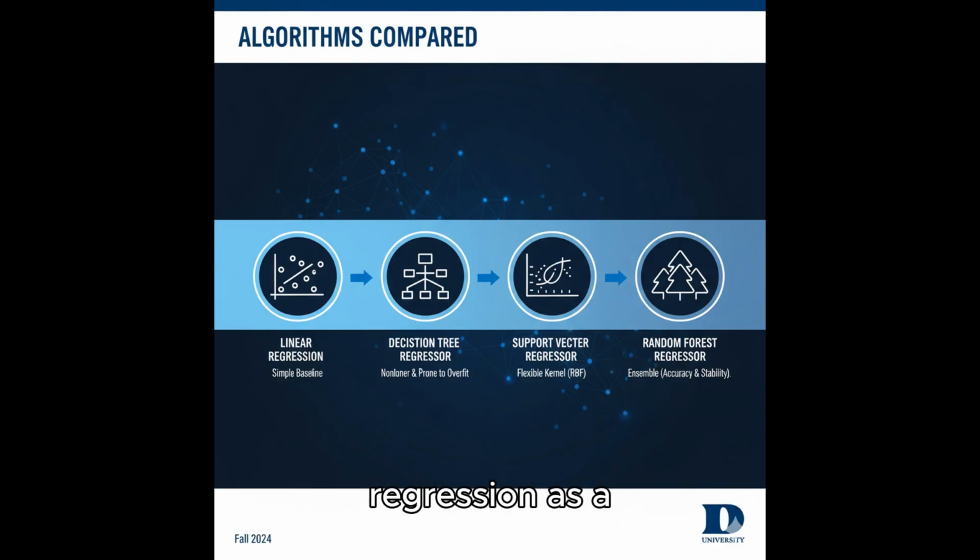First, I used linear regression as a simple baseline. Then I tested a decision tree regressor, which can capture nonlinear relationships, but sometimes overfits. I also trained a support vector regressor with a radial basis function kernel to give more flexibility. Finally, I trained a random forest regressor, which is an ensemble method that often improves both accuracy and stability.